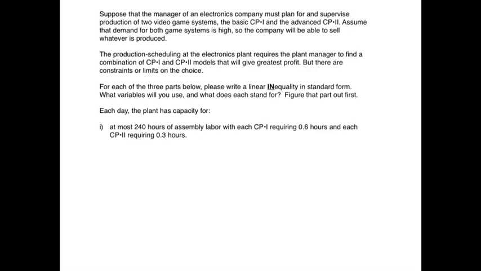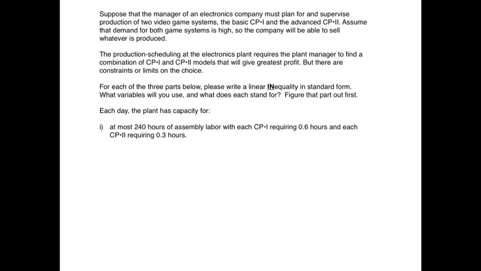The production scheduling at the electronics plant requires the plant manager to find a combination of CP1 and CP2 models that will give the greatest profit. That's what we're trying to do, is maximize the profit. But there are some constraints, also known as limits, on the choice.